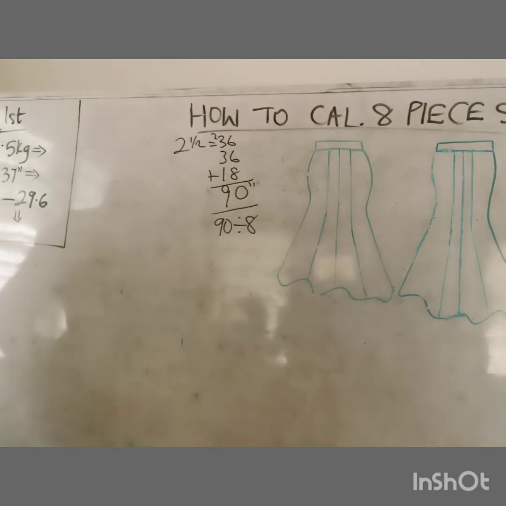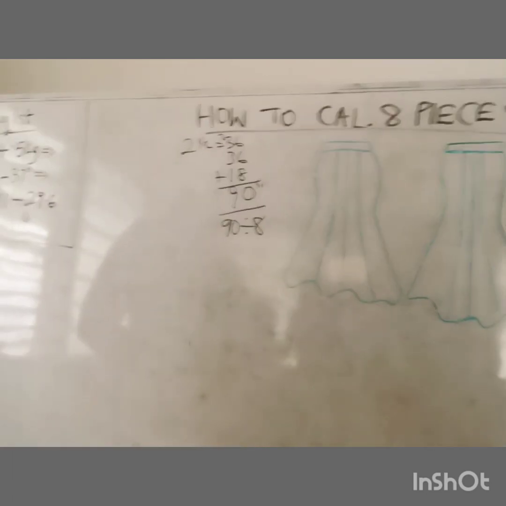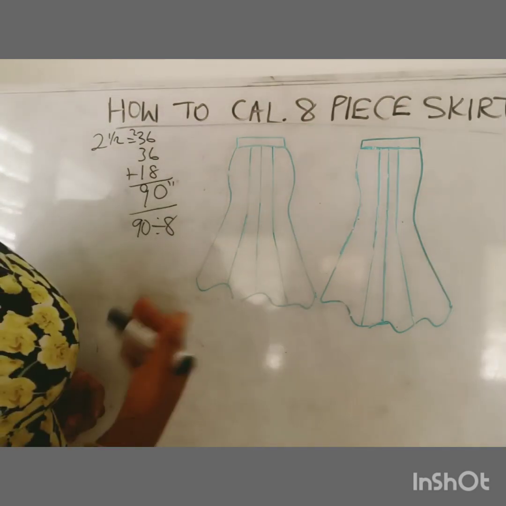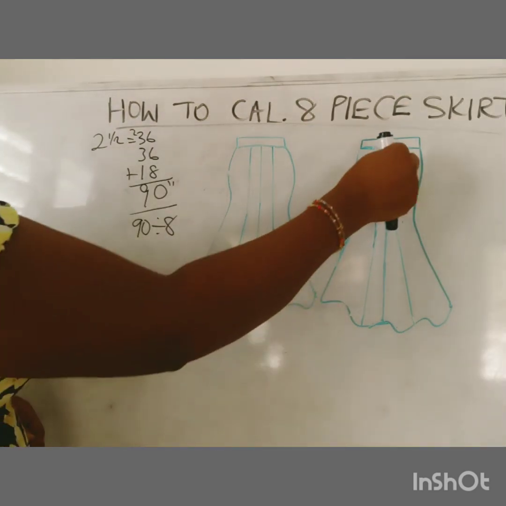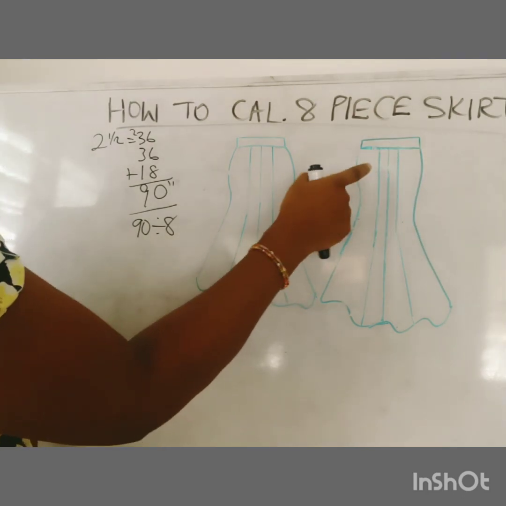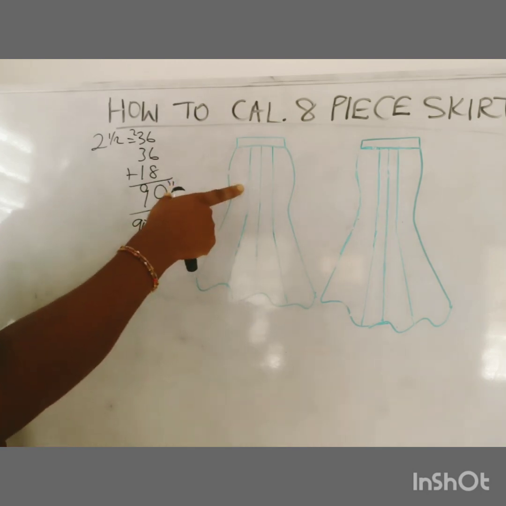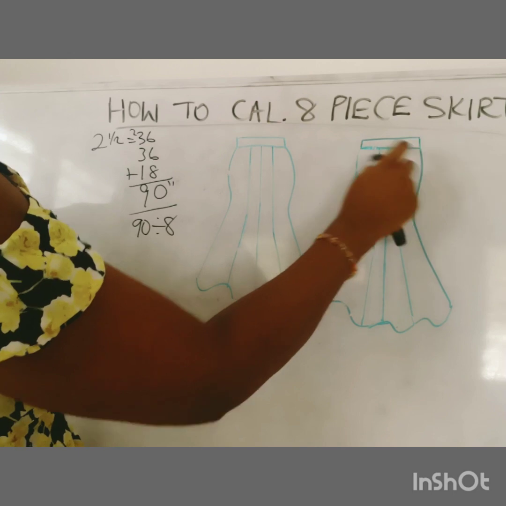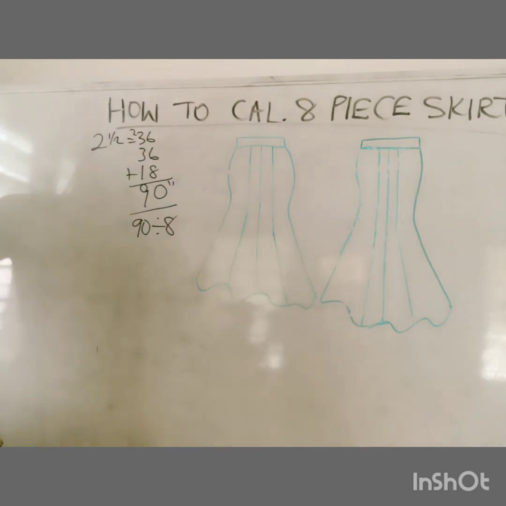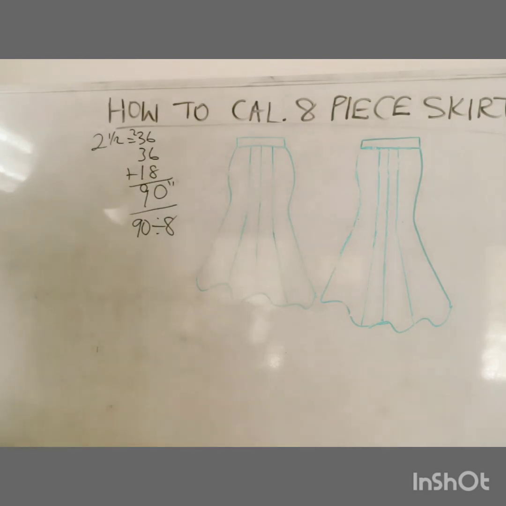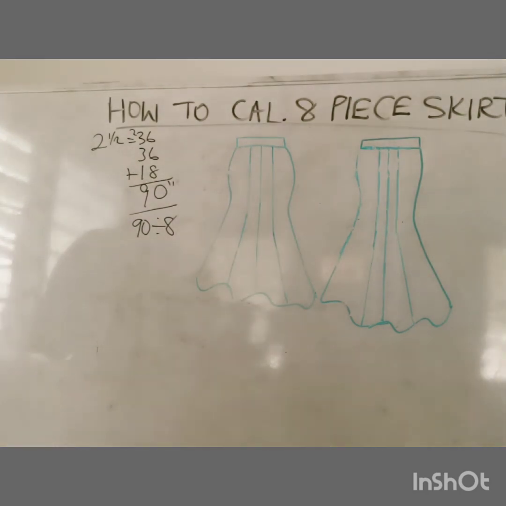Now, for the 8-piece skirt, there are different ways of making it, or different types of 8-piece skirt. If you look at this diagram and this diagram, they are not the same. There are some where the mid part will be smaller than the sides, while there are some where it will appear as though all are the same. Now, how do you achieve that?